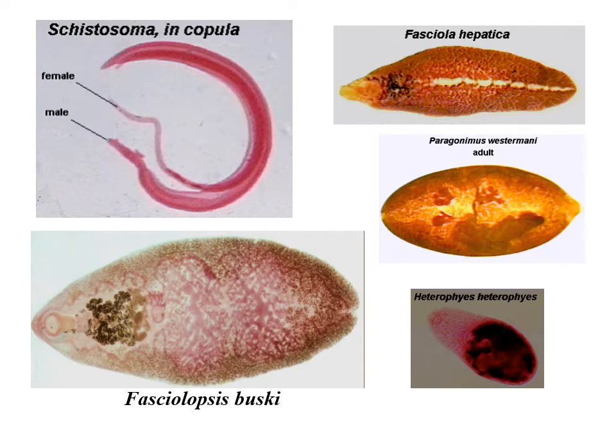It may be up to 7 centimeters long and maybe more than a centimeter in width, and usually it is found in the intestine. So the smallest and the largest flukes infecting man are found in the intestine, while you can find a couple of parasites that are living in the vascular system like schistosomes, in the liver like Fasciola species, and in the lung like Paragonimus westermani.